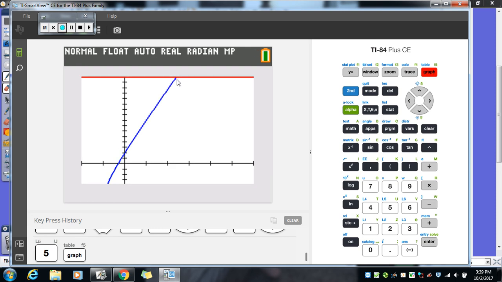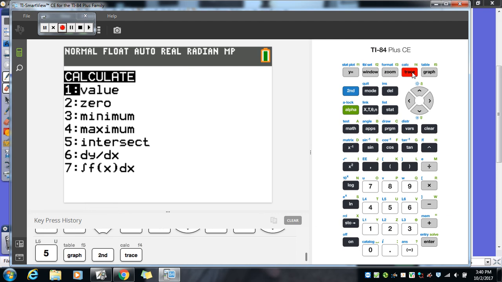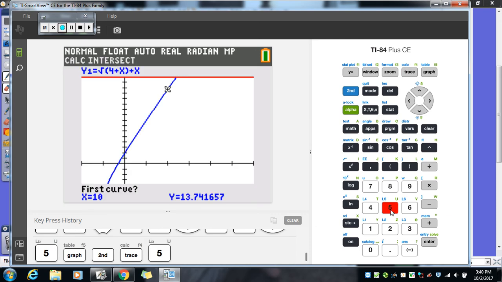Now we can see an intersection. My red and my blue lines are going to meet right up there. So what I'm going to do is hit second and then the trace button, and go to option 5, intersect. I want to know where my two lines intersect. As you can see down here, it's asking you first curve, and my little blinky spider guy, as my teachers have always called it, is on the blue line, so I'm going to hit enter. And now it's asking me, is it on the second curve? Now the little blinky guy is on my red line, so yes. So I'm going to hit enter. And then it wants you to take a guess. You never really have to do that. Just hit enter. And it tells me my intersection is at where x equals 12 and y equals 16.